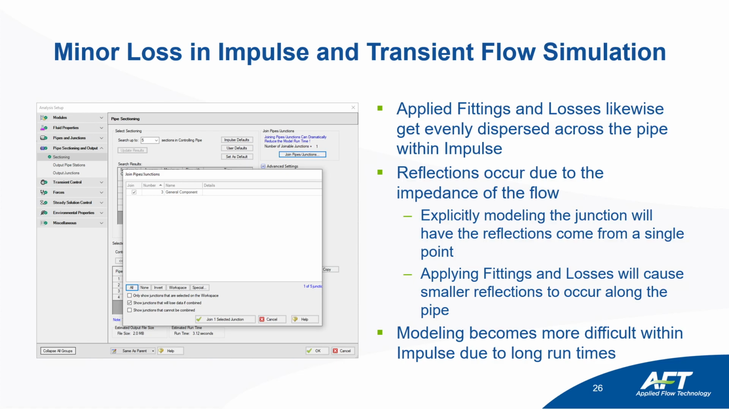So a simple way to combine things where they can, Impulse provides this for you. By going to your analysis setup menu, you can see the sectioning tab. From sectioning, there's this option on the right, join pipes and junctions, and it will tell you X number of junctions don't have transient data applied to them. They can just be wrapped right into the pipe and decrease your calculation time. The trade-off being they might not reflect as well as if you had explicitly had them in your model. Once again, something that you would need to determine for yourself.